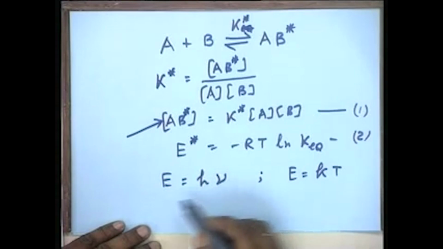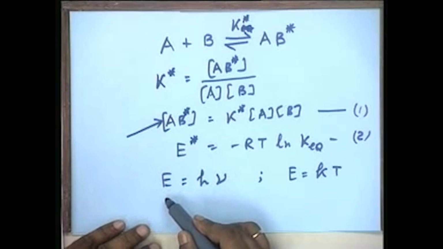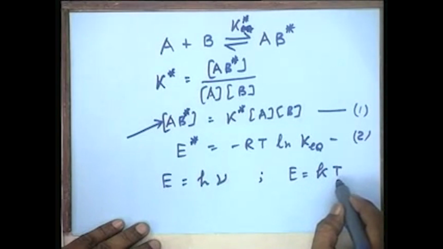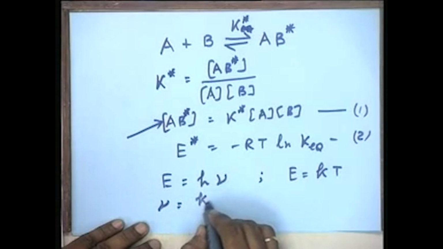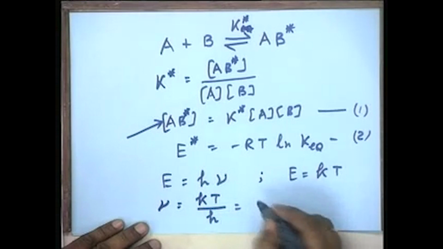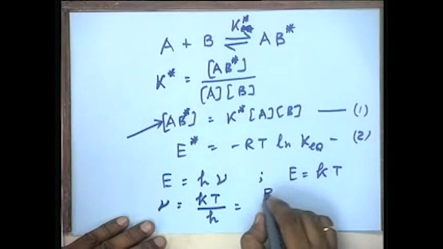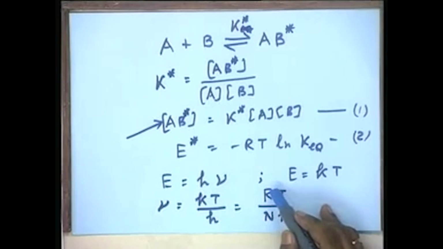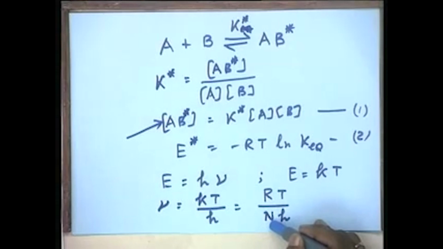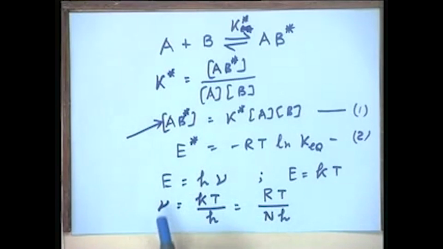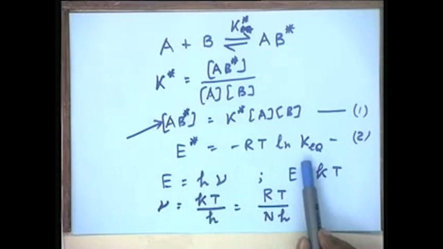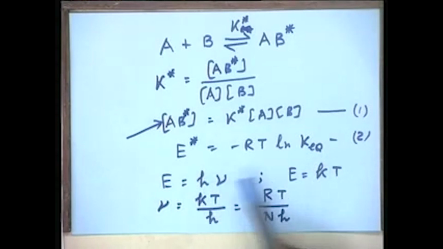h is the Planck's constant, E is the energy, and of course nu is the frequency. Similarly, here k is the Boltzmann constant and T is the absolute temperature, and therefore nu can be kT upon h, which is equal to, if you write for k again R upon N, RT upon Nh. You are familiar with all these terms, that is R is the gas constant, T is the absolute temperature, N is the Avogadro's number and h is the Planck's constant. So, basically the frequency at which a transition state complex bond will break will be determined by these factors, which can be obtained by equating the energy of an oscillator by the two treatments.